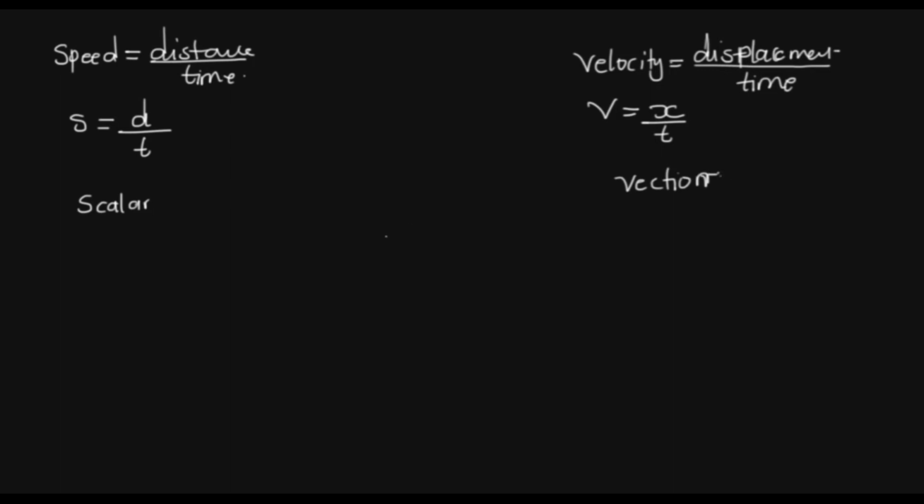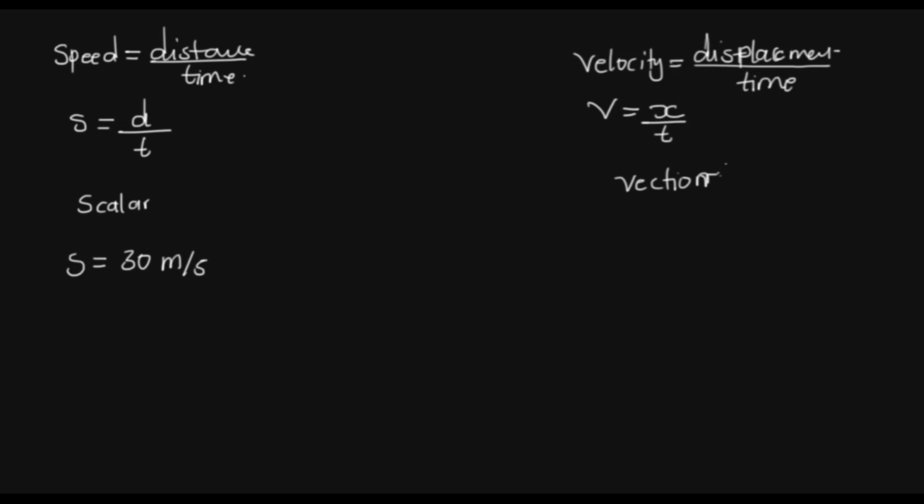So if we say an object moved from one point to another point with a speed of 30 meters per second, we can see that we have only been given the magnitude. We have not been given the direction. We don't know the direction in which the object was moving. So this is just a speed, a scalar quantity, because there is no direction.